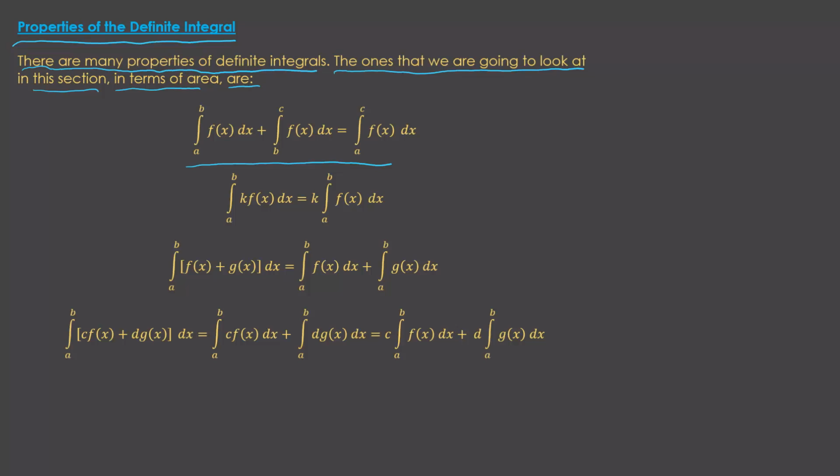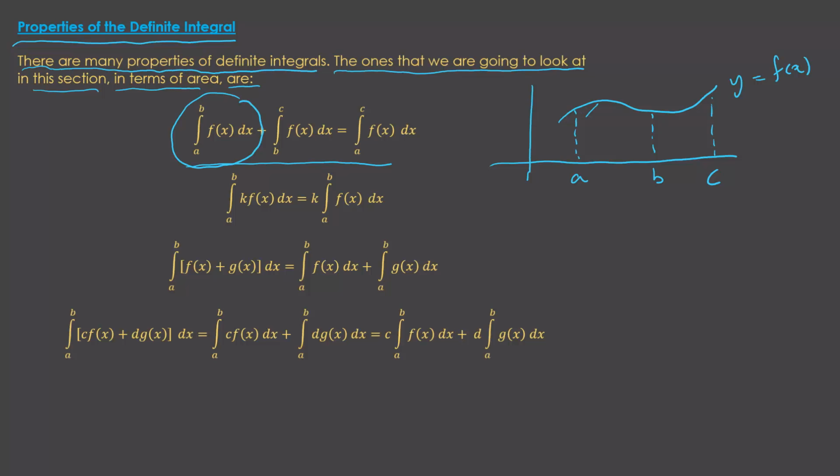Well, if we're thinking in terms of area, let's suppose we've got some curve here, y equals f of x. And this is A, this is B, and this is C. The integral from A to B would be this area here. The area from B to C would be this area here.